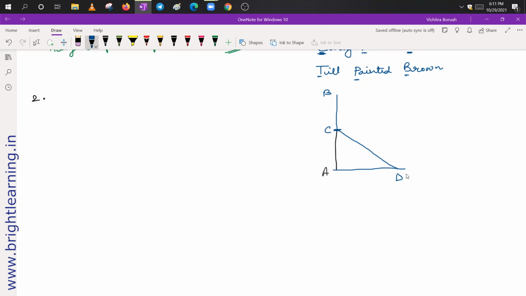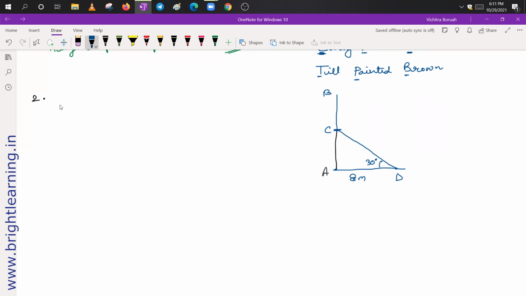Now we are given that the top of this tree is making an angle of 30 degrees with the ground. We are also given the distance between the foot of this tree, that is point A, and the top of the tree, that is point D. The distance between these two points is 8 meters. Here we have to find the height of the tree, that is we have to find AB.